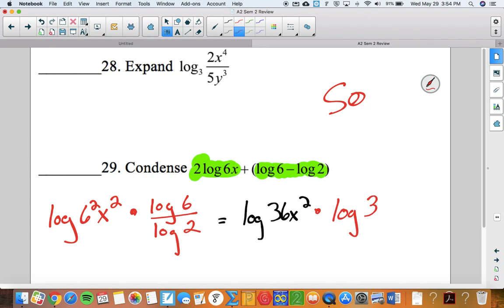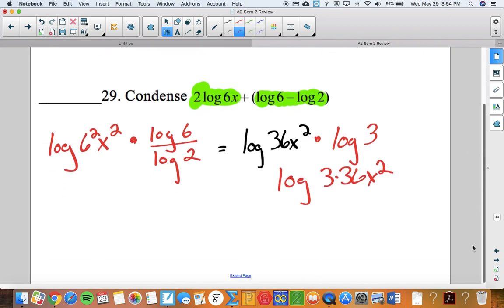So now I can condense this even further by putting this all together in 1. So I have log of 3 times 36 times x squared, which is the same as log of 108 x squared. Boom.